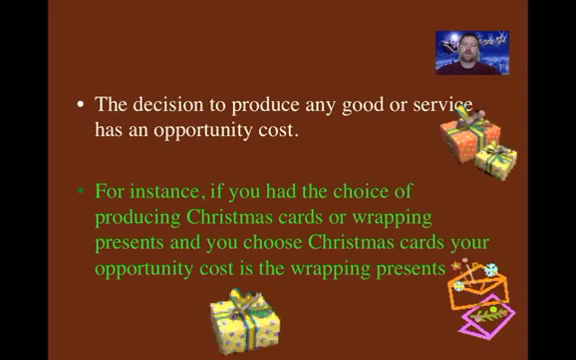I'm not sure if you really need to write down much on this slide. You know most of this. It says the decision to produce any good or service has an opportunity cost. We know that. Here's an example that I'll use. It says, for instance, if you had the choice of producing Christmas cards or wrapping presents, and you choose Christmas cards, your opportunity cost is obviously wrapping presents. That's what you gave up.